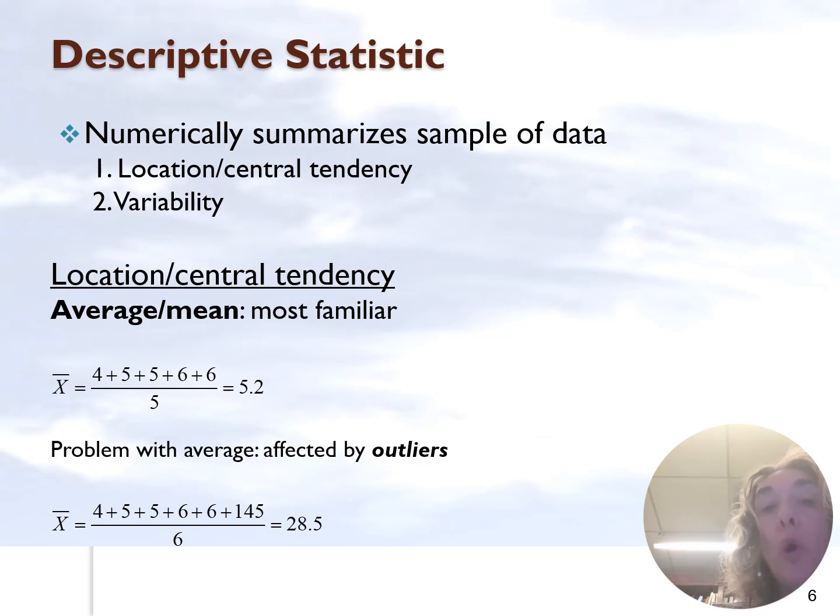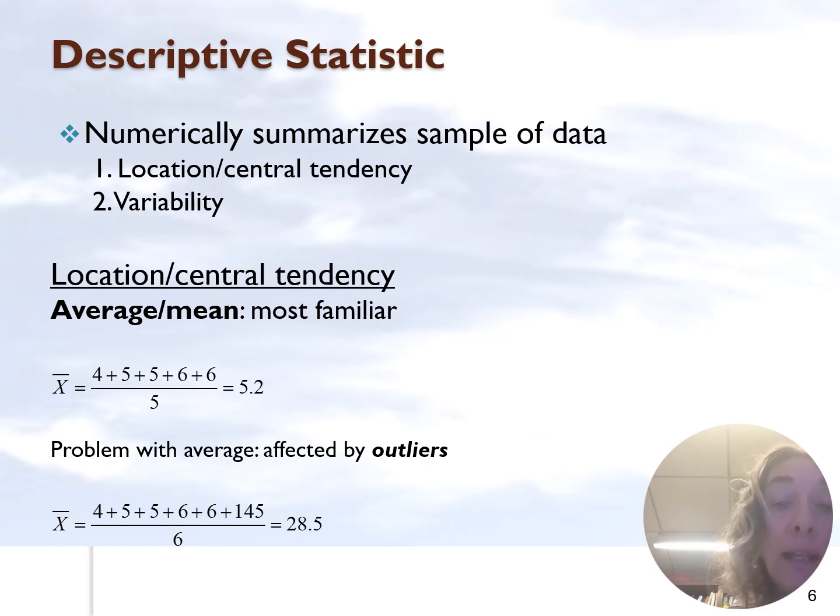Okay. So a descriptive statistic, as we said, provides a numerical summary for a sample of data. And in this Part 1 video, we're going to discuss descriptive statistics for both location or central tendency as well as variability in your data. Okay, so the most familiar descriptive statistic for location or central tendency is the average, or the mean, of which I'm sure you're all most familiar.